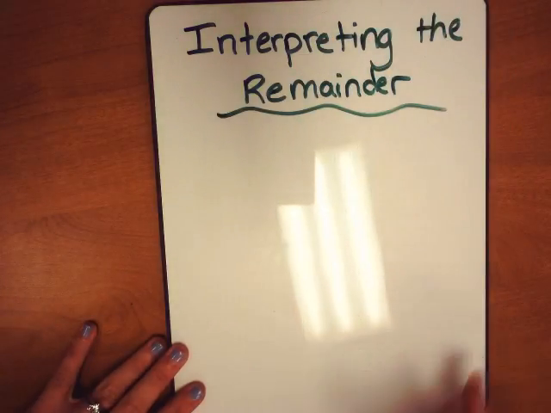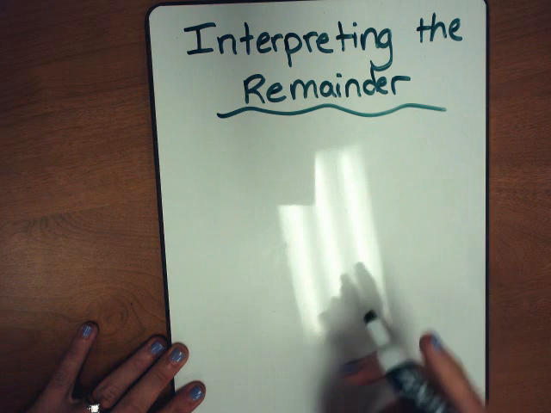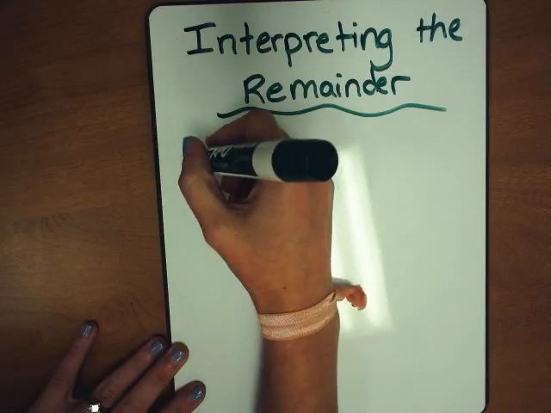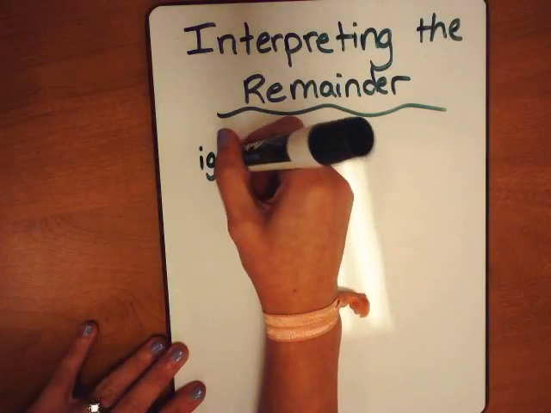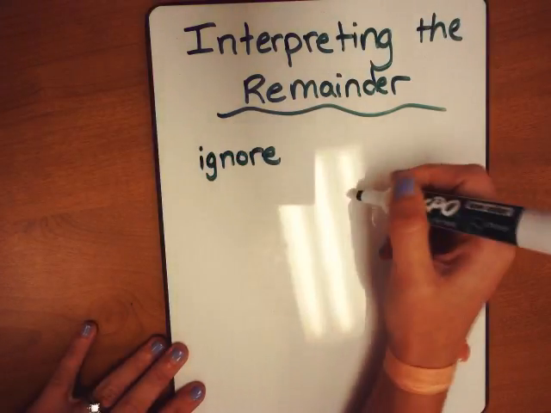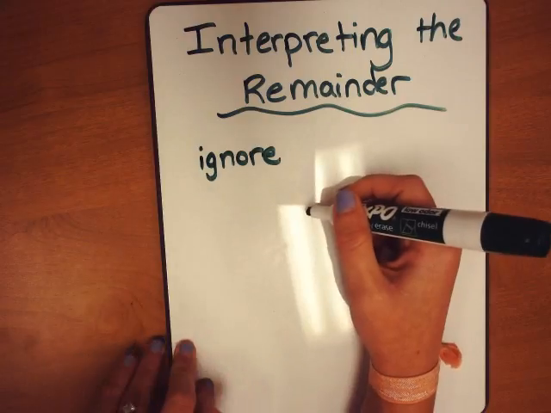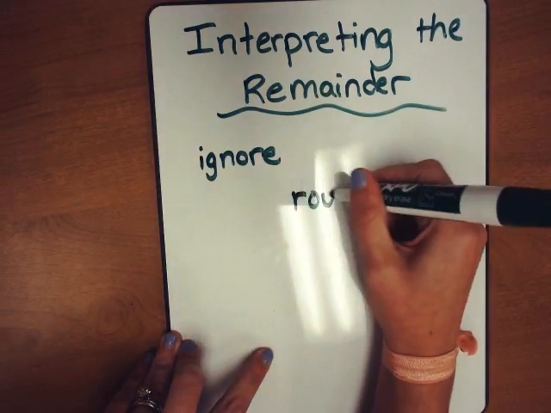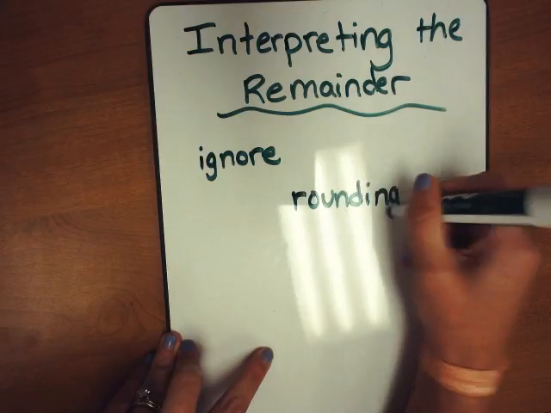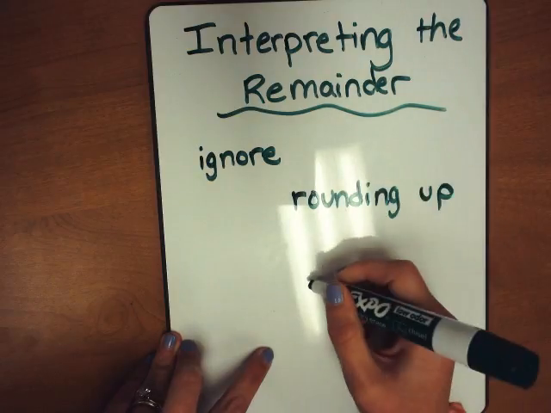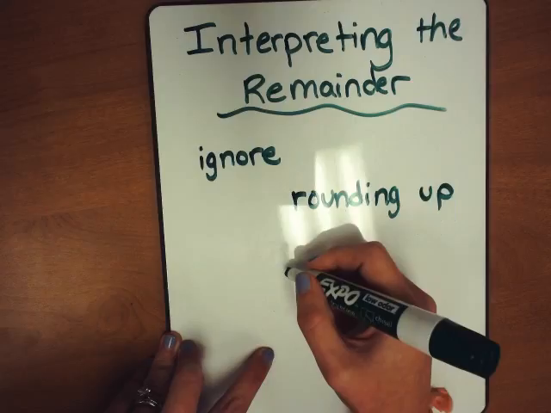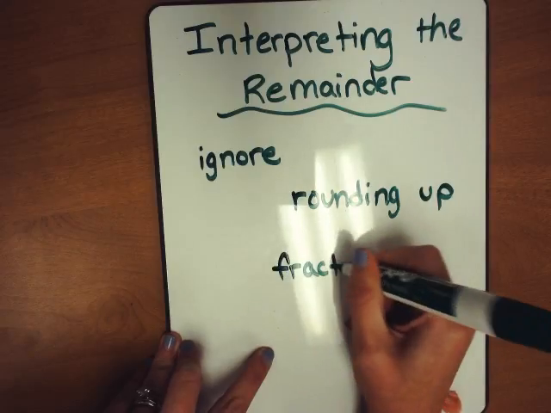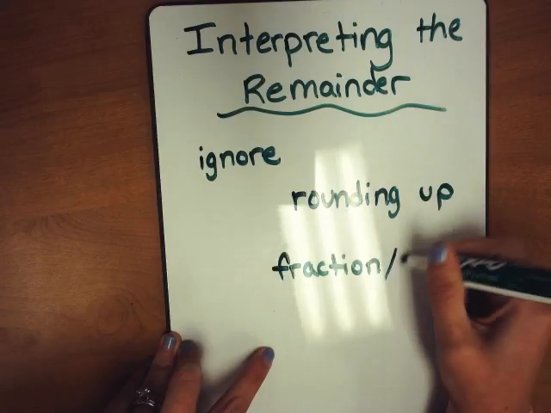So we're going to work through 3 different problems, and as we get a remainder for each one of them, go ahead and write these 3 choices down. We're looking at either ignoring it, we're looking at the possibility of rounding up, or we're looking at the possibility of making it a fraction or a decimal.